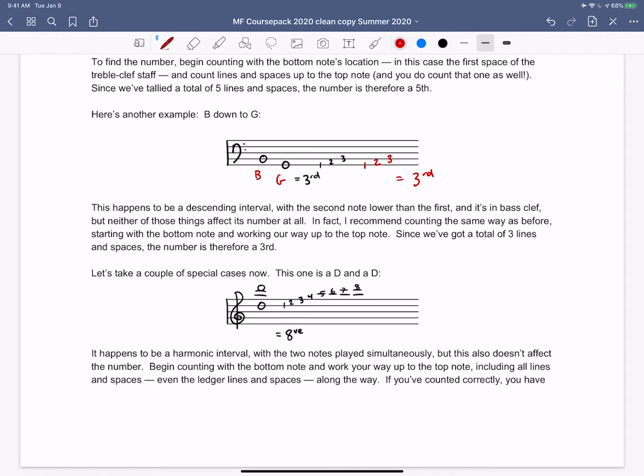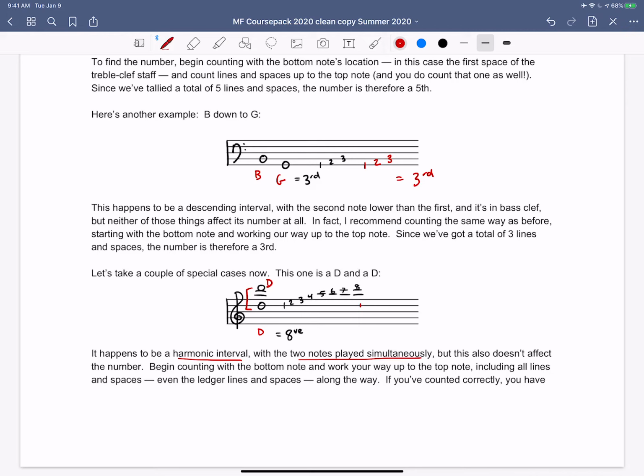A couple of special cases. So here in this example, we've got a D, and we also have a high D up there. You can calculate that relative to the high C. And they're one on top of another. So that means the two notes are meant to be played simultaneously. This is what's called a harmonic interval. But that still doesn't change our method at all. We're still going to count from the bottom note up to the top note.